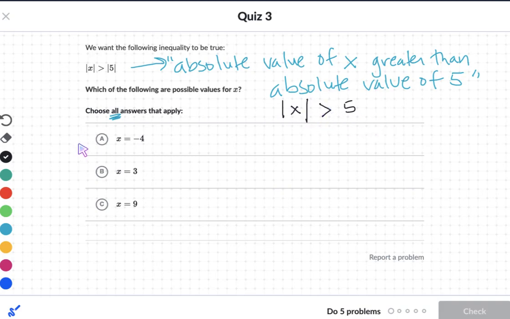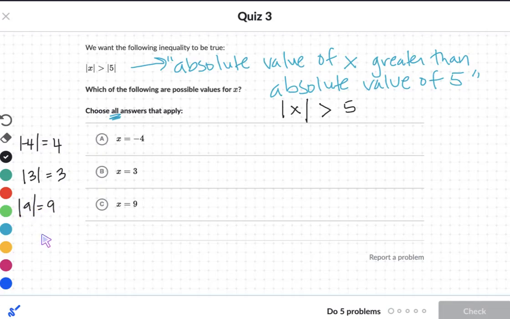Let's try these out. If I put -4 into the absolute value bars, I would be looking for the distance of -4 away from 0. Well, -4 is 4 spots away from 0. If I put the 3 into the bars, I would want the distance of 3 away from 0. Well, that's just 3. And if I put 9 into the absolute value bars, it would be how many spots away 9 is from 0.